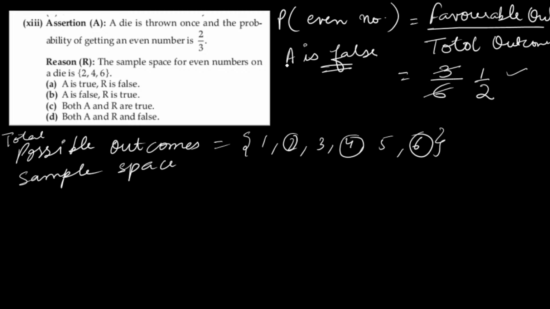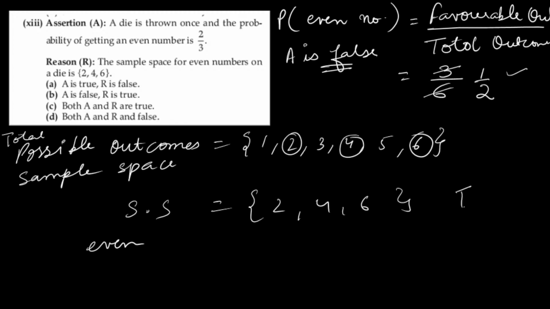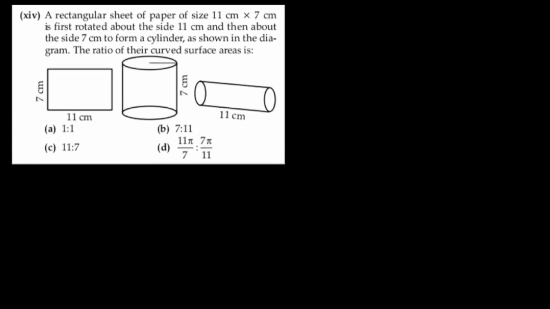The reason says the sample space for even numbers on a dice. Yes, for even numbers the sample space is 2, 4 and 6, which is what I highlighted. So this one is true. That means A is false and R is true, so option B. This type of question we have done. A is false, R is true, option B. Let's do the next question.